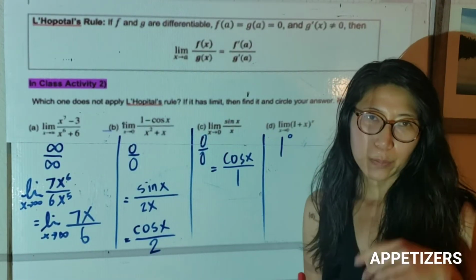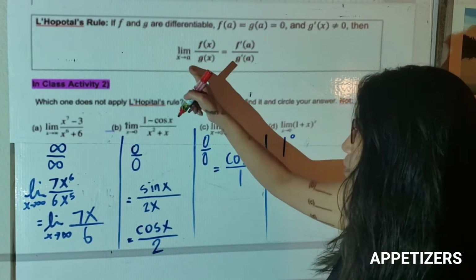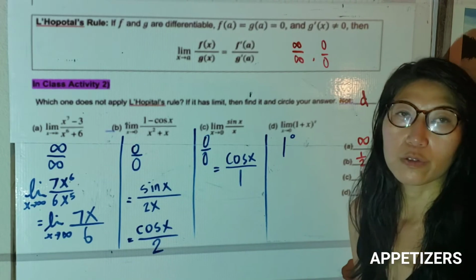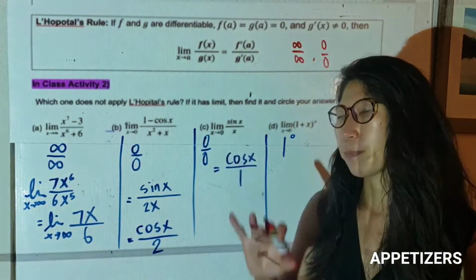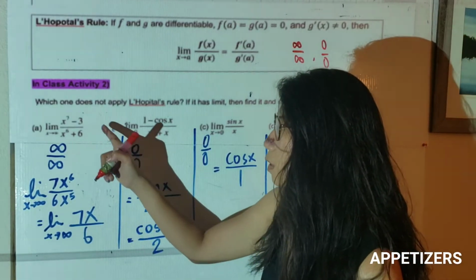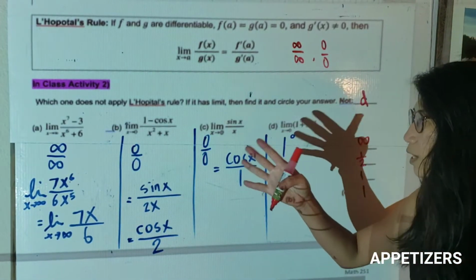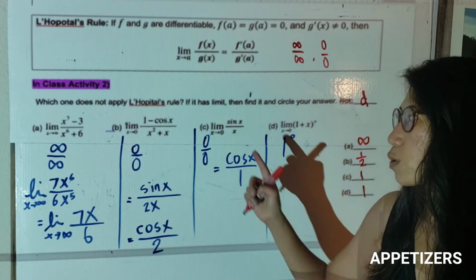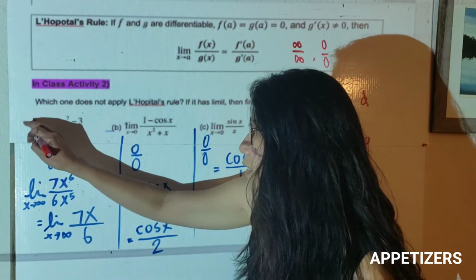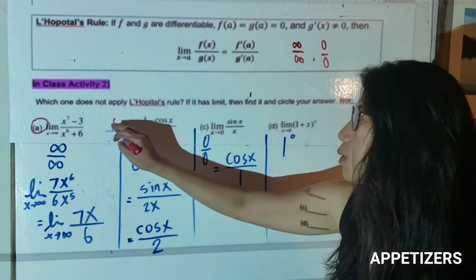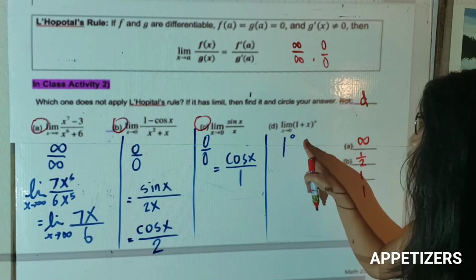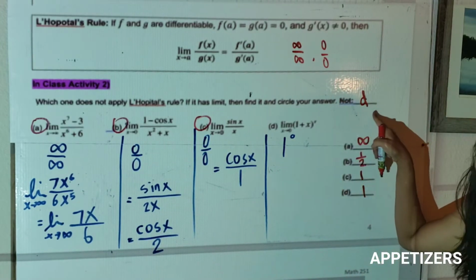When do we use L'Hopital's rule? When you plug in your x value, if it turns out to be infinity over infinity or 0 over 0, then you can take a derivative of the top and denominator separately until you get the values. For the first one, I plug in and get infinity over infinity, so yes, I can use it. This one is 0 over 0, so yes, I can use it. This one is 1 to the 0, so I cannot use it.